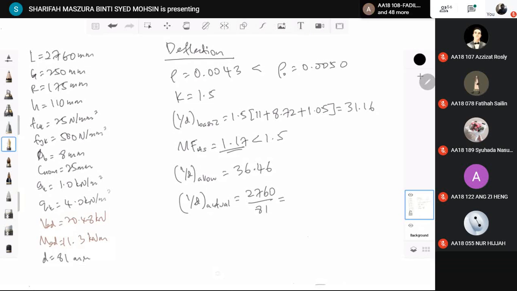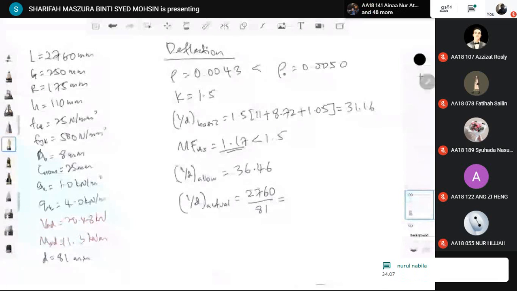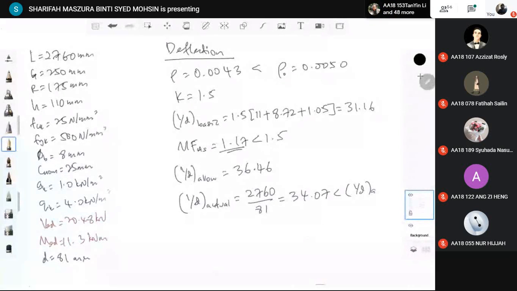L over D lower we get 36.46. L over D actual 760 divided by 81. What do you get? 34.07. So lower than L over D. So check for deflection, pass. Next is to check for the cracking.